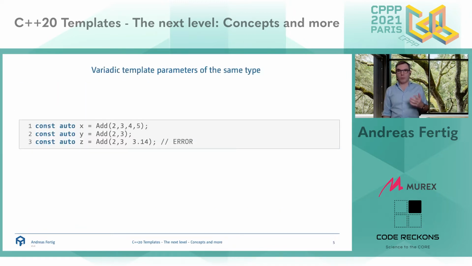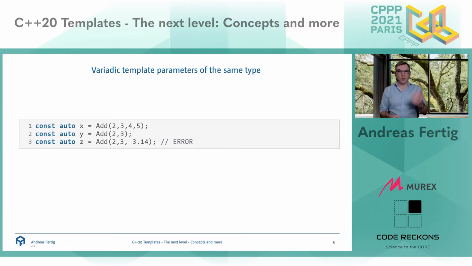Let's start with an example. Say I have the requirement that I want to write a function called add. This function should take an arbitrary amount of parameters, all of the same type. This is the requirement. No mixed types. That means that on this slide, lines number 1 and 2 both should compile. So I should be able to call add with 2, 3, 4, and 5, as well as with only 2 and 3, and any other combination of the numbers.